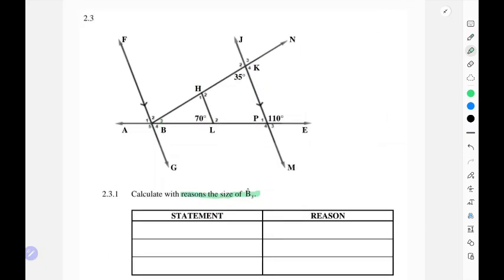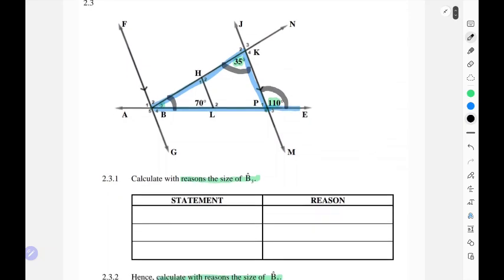It becomes quite easy to find B3 if you consider 35 degrees and 110 degrees. You will notice that BPK forms a triangle, and if you extend the line here, you will see that this becomes an exterior angle and these are interior opposite angles. And we know that the exterior angle of a triangle is equal to the sum of the interior opposite angles, so we can just write that down.